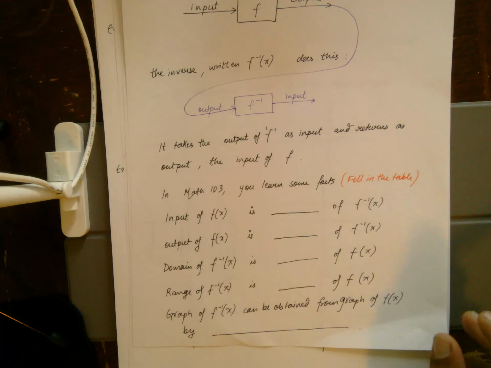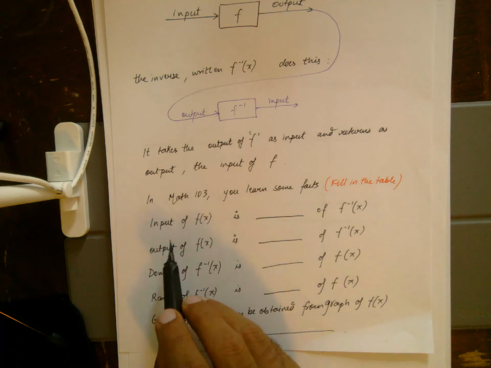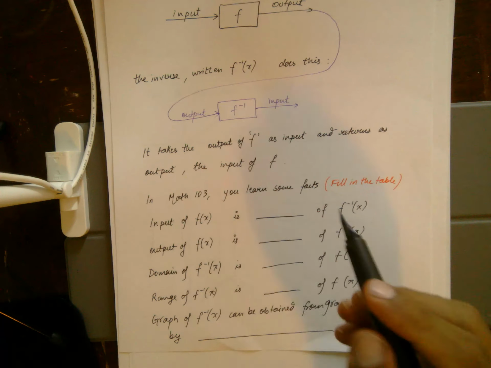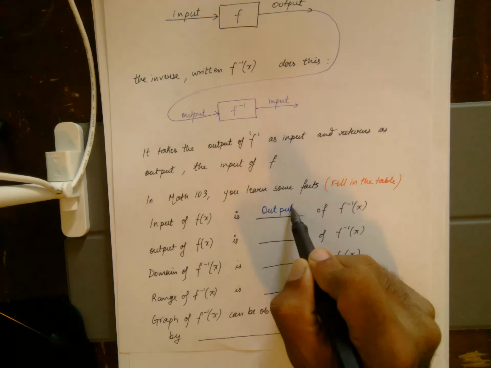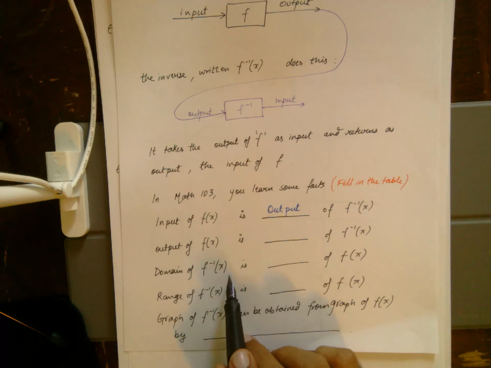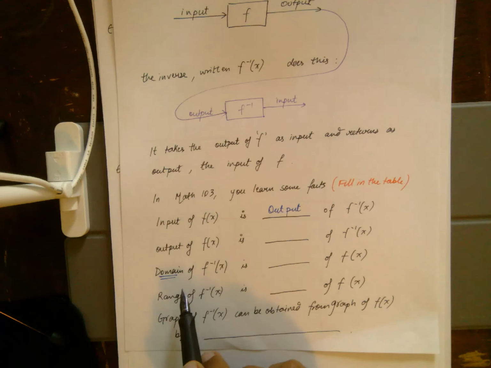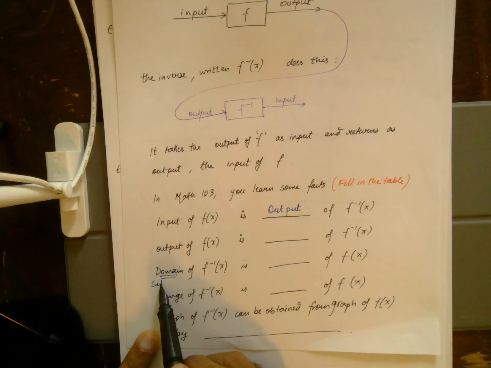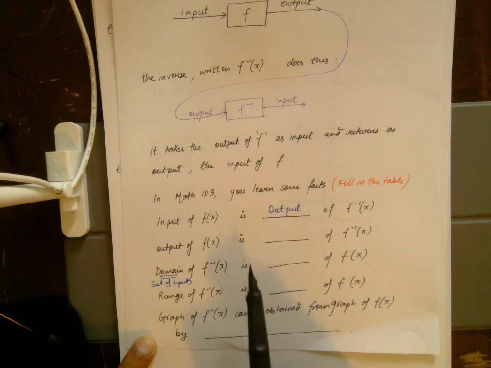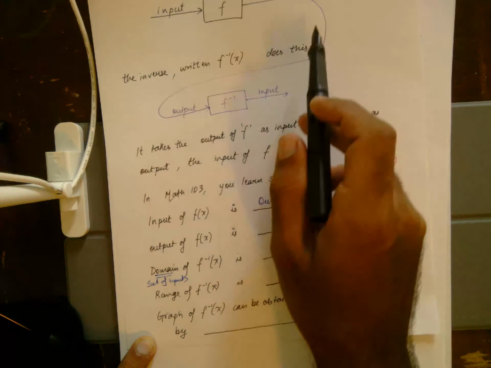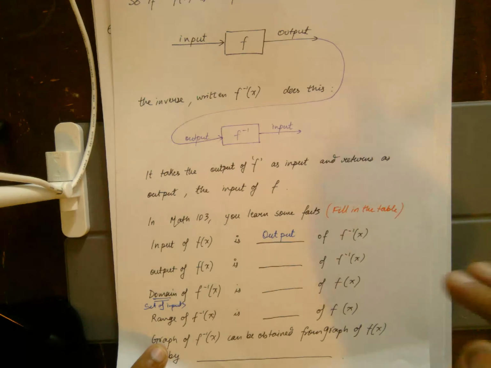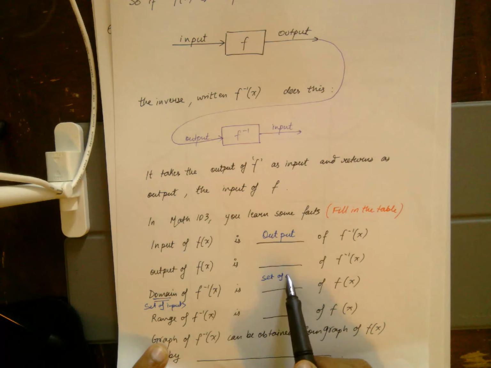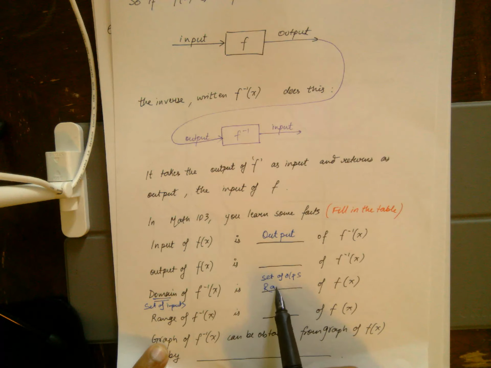I'm going to answer some random ones here and then let you fill in the remaining. The input of f here is coming out as the output of f inverse. So the input of f is the output of f inverse. The domain of f inverse. Now recall, what does domain mean? Domain means the set of inputs. So we're talking about the set of inputs of the inverse function. Let's go up here. What is fed into the inverse function is the output of the original function. So the set of inputs is going to be the set of outputs, for which we have a special name called the range.